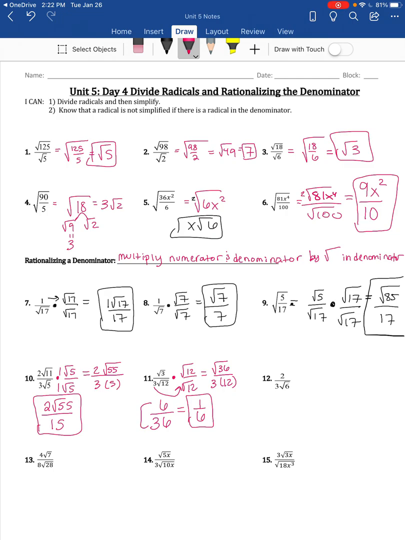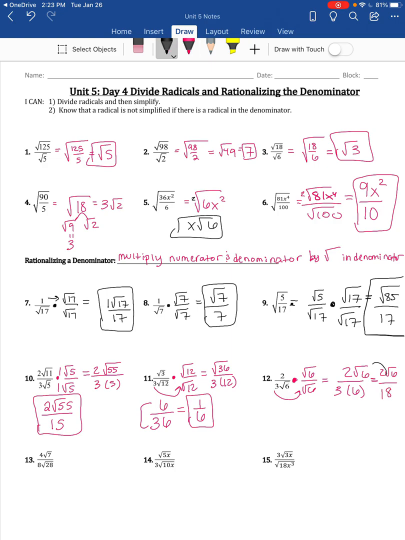All right, number 12, 2 over 3 rad 6. Again, it is not okay to have a radical in your denominator, so we rationalize with our radical. So times by rad 6 over rad 6. So 2 times rad 6 is 2 rad 6. Over down below, 3 times the silent 1 is 3, and rad 6 times rad 6 is the whole number 6. So this becomes 2 rad 6 over 3 times 6 is 18.